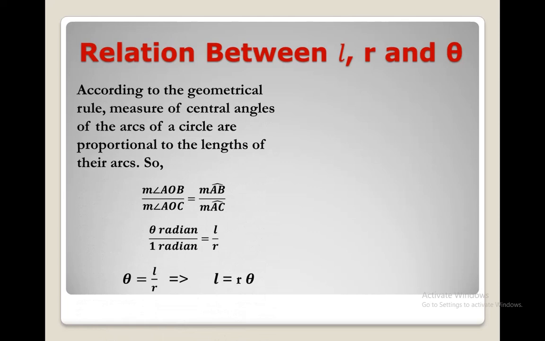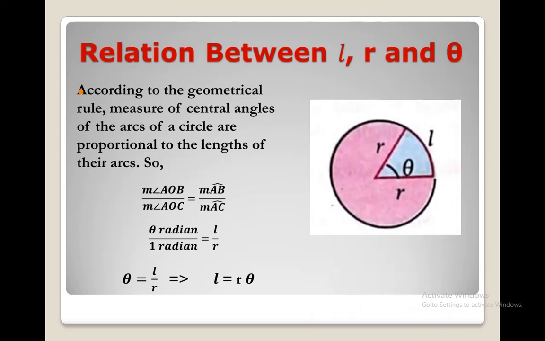According to geometrical rule, measures of central angles of the arcs of a circle are proportional to the lengths of their arcs. So, measure angle AOB ratio measure angle AOC is equal to measure arc AB ratio measure arc AC. By substituting the values, we have theta radian over 1 radian is equal to l over r. Very clear, we will have theta is equal to l over r. That implies l will be equal to r theta.